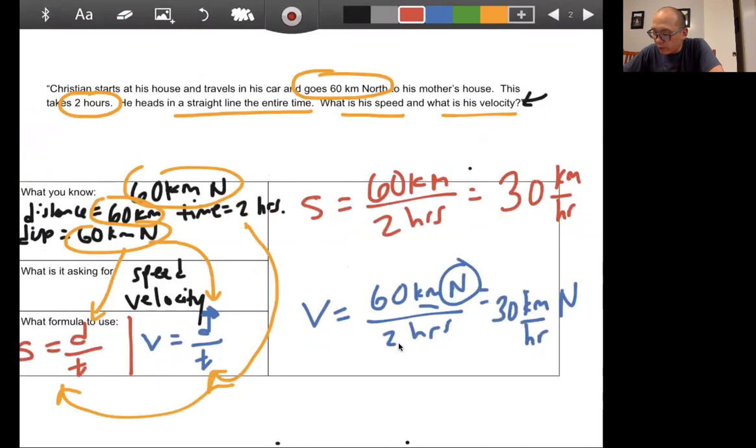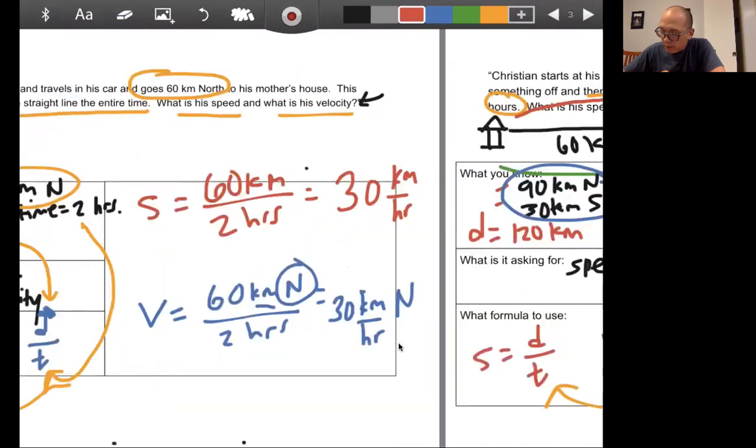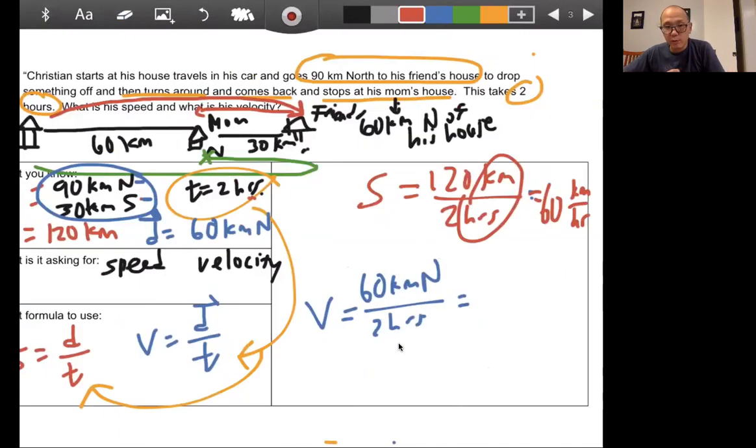That's a much different speed compared to last time. We got 30 kilometers per hour for that speed because we didn't even think about the fact that he, in this extended story, actually went to his friend's house and came back. If he managed to get to the same place, his mom's house, but he took a longer route to get there, it makes sense that his speed is much greater. He had the same amount of time to actually go more distance. Okay, now we do the next one.